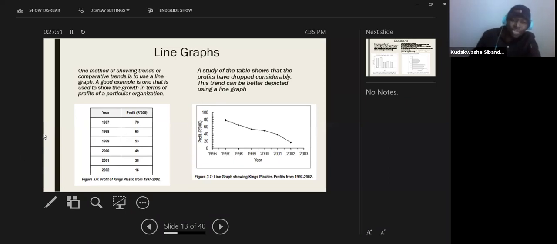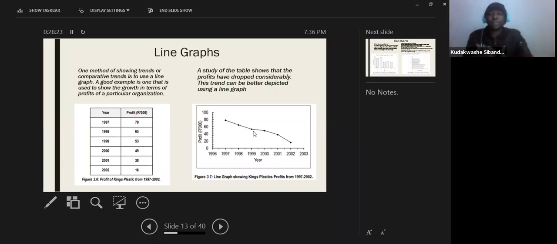So let's look at this example, where you are given that a company was operating for these particular years, and you are given the profits that the company had. From the table, you can't actually tell the trend. But when you plot a graph, you can see that for those number of years, the company has been operating at a loss. So that's where graphs and charts come in handy when you want to show a particular trend.